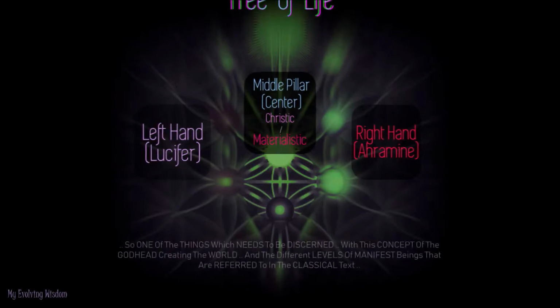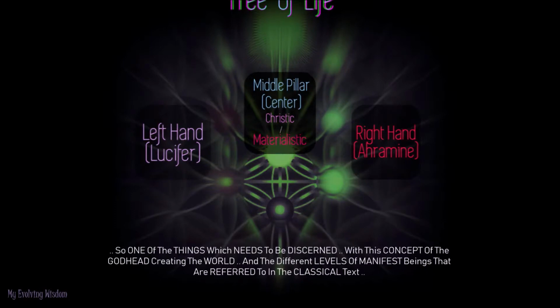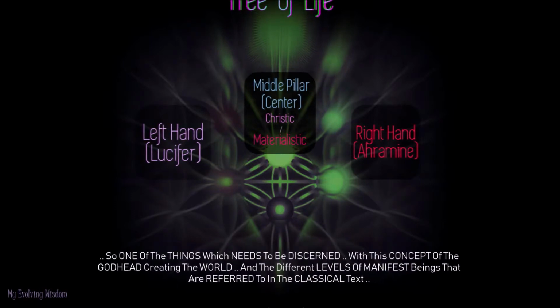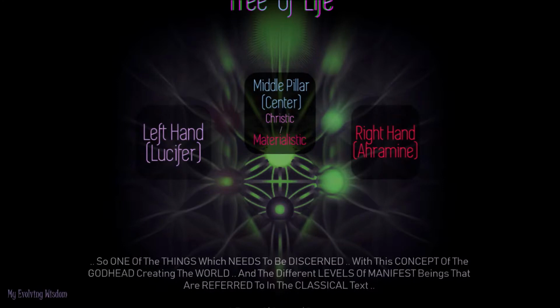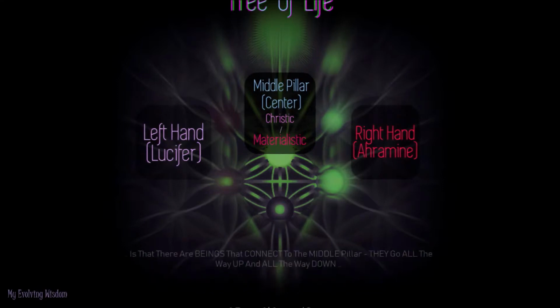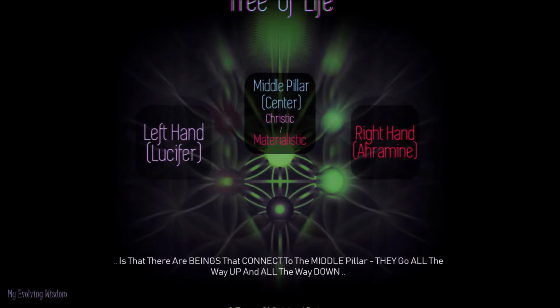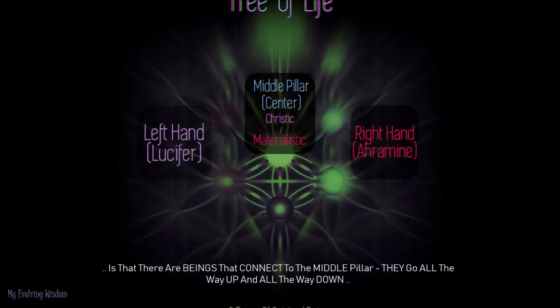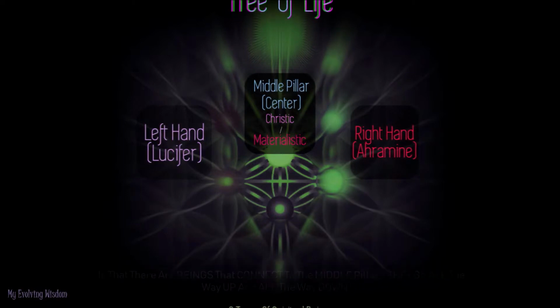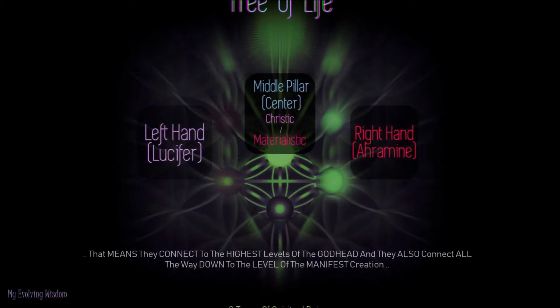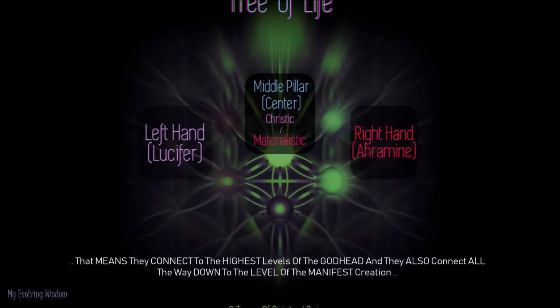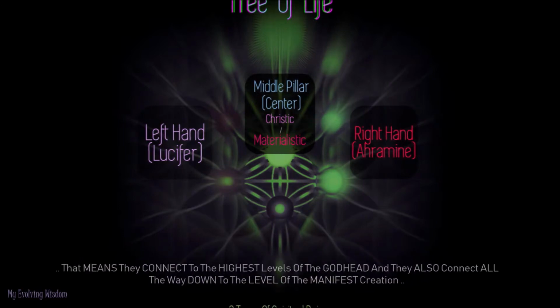So one of the things that needs to be discerned with this concept of the Godhead creating the world and the different levels of manifest being that are referred to in the classical text is that there are beings that connect to the middle pillar. They go all the way up and all the way down. That means they connect to the highest levels of the Godhead, and they also connect all the way down to the level of the manifest creation.